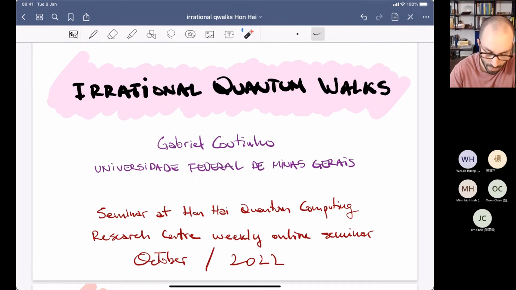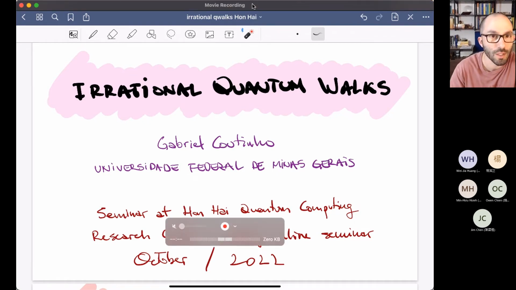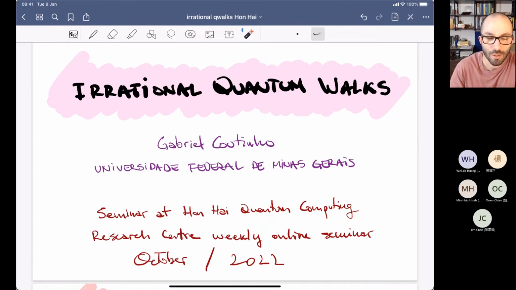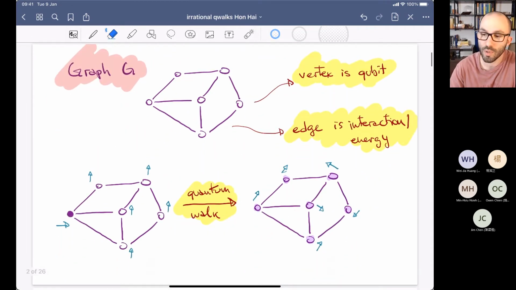So this is basically about irrational quantum walks, and the title sort of hides a little bit the main topic of the paper, which is pretty good state transfer. All right. Let me first present the setting of what we are studying here.